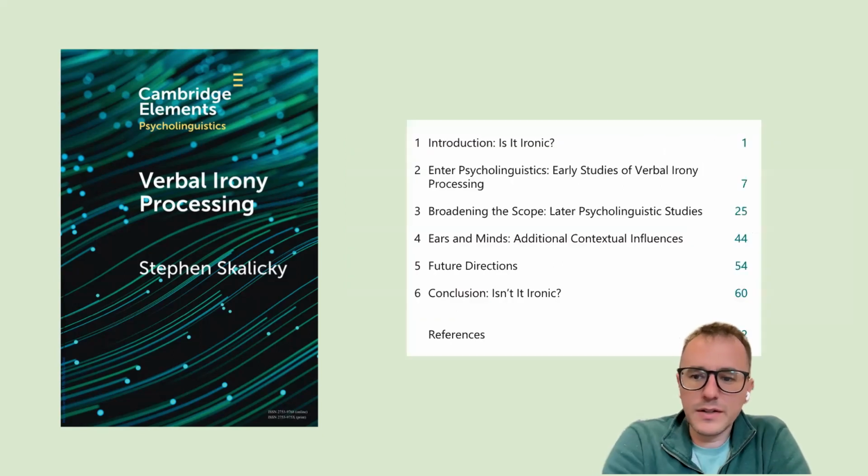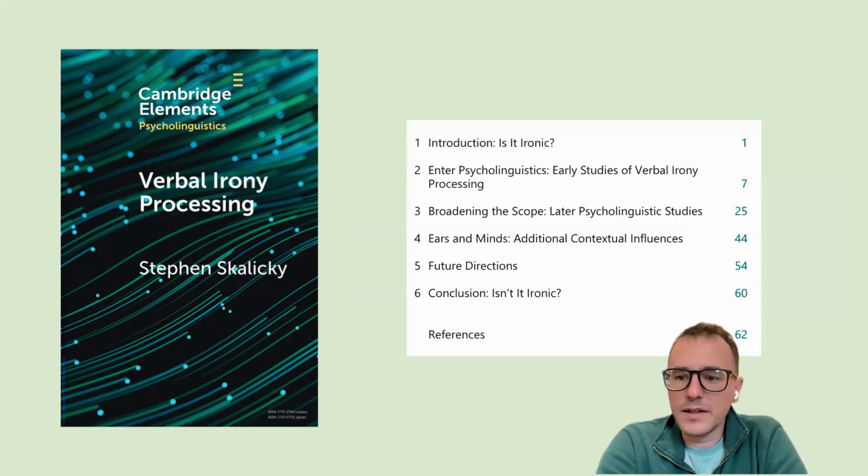So here's a table of contents. As you can see, it's not overly long. It's 61 pages in total, so it's a nice intro into this topic and gives you a good foundation. The book starts with a reversal of the common question to "is it ironic?" And this is where I deal with the question that many people have dealt with when writing about irony, which is how to define it.